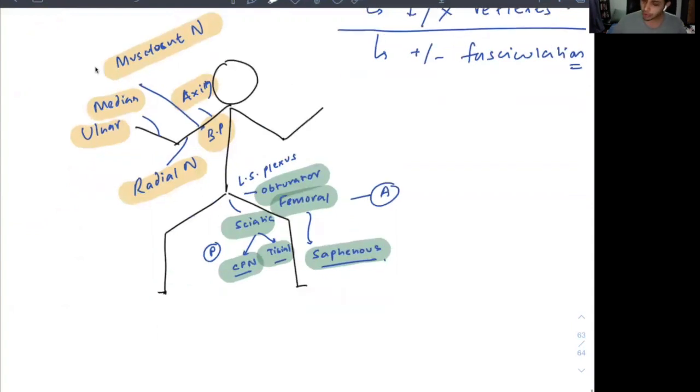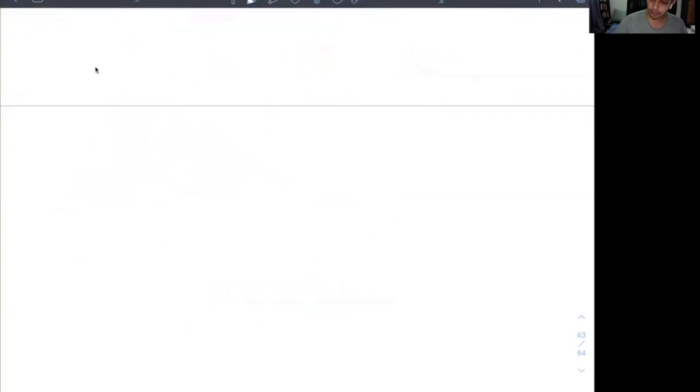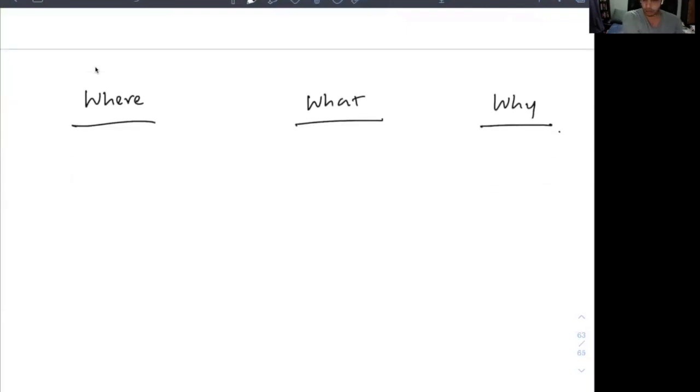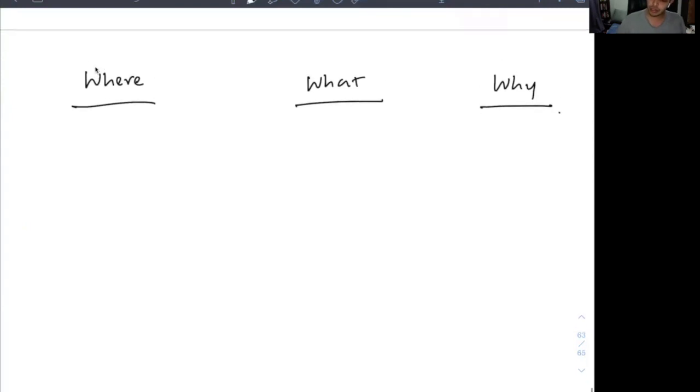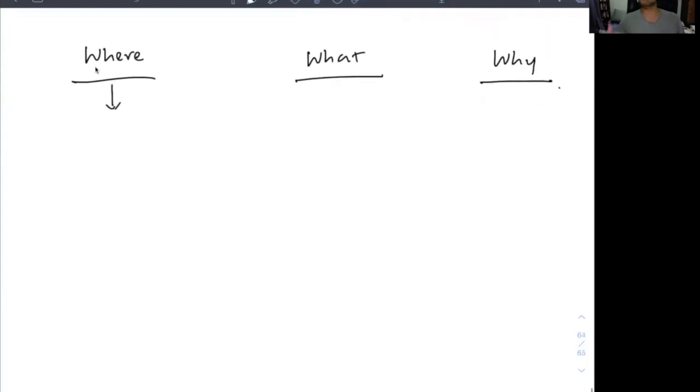Now, how do you evaluate a neuropathy? Just like any other symptom in neurology, you go where, what, and why. So the first thing to know is where is the lesion. Both from history and examination, you have to find out where the symptomatology lies. Now, what can be the types of symptoms? As we discussed, a nerve can contain motor and sensory fibers.